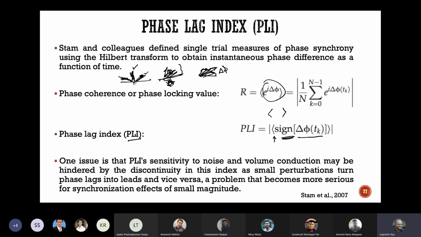So everybody happy with PLI? Say something, guys. Is this okay?